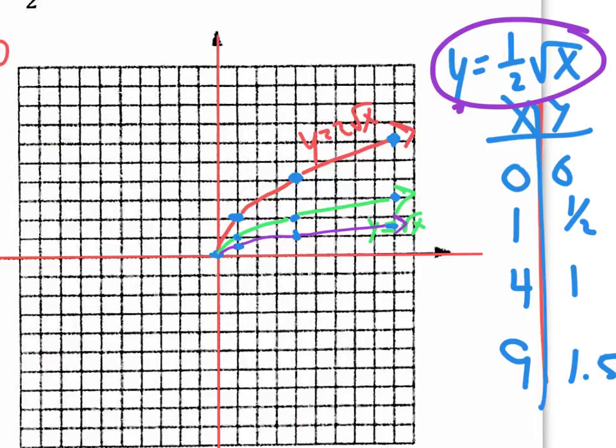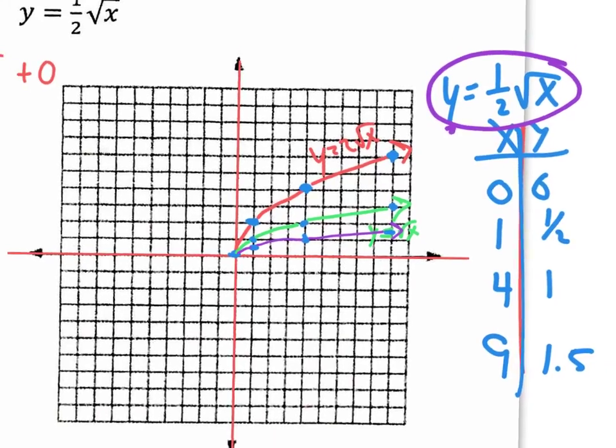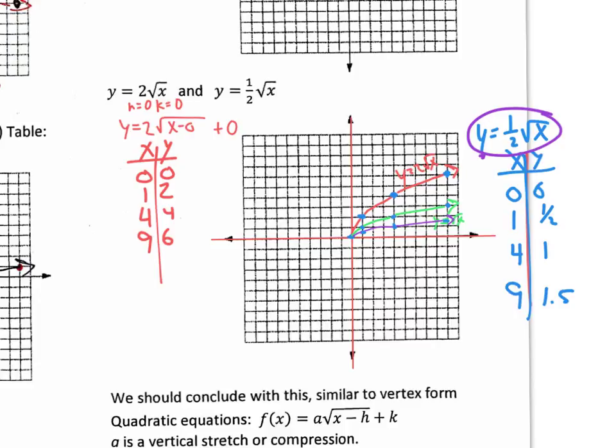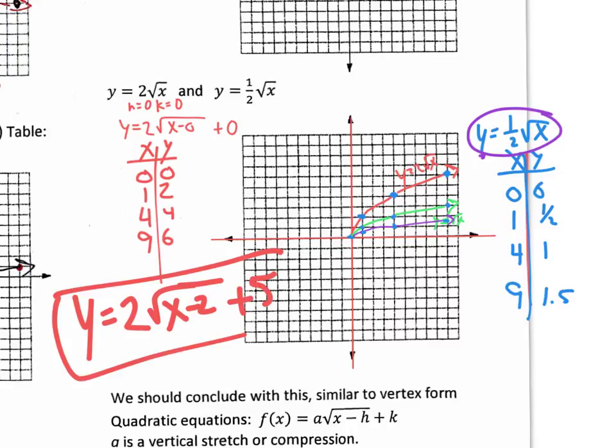So we need to understand how A affects our graph. It stretches it, it compresses it. Not only that, if the A is negative, it gets reflected on the x-axis. And let's say I told you to graph this guy. Let's say y equals 2 square root of x minus 2 plus 5. Now let's say I told you to graph this guy. How to do that is this easy.